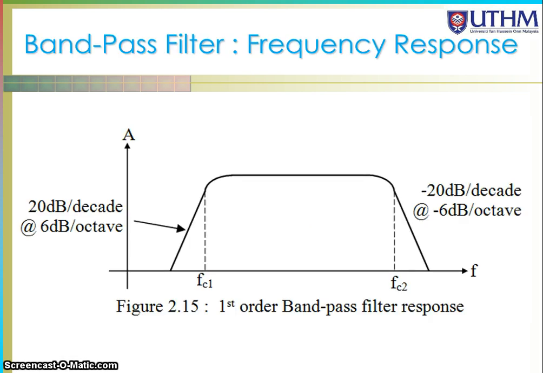In the frequency response of the filter just now, we have a positive slope right here, 20 dB per decade or 6 dB per octave. And for the other end, it is at minus 20 dB per decade or minus 6 dB per octave. This one is for the high pass, this is for the low pass.